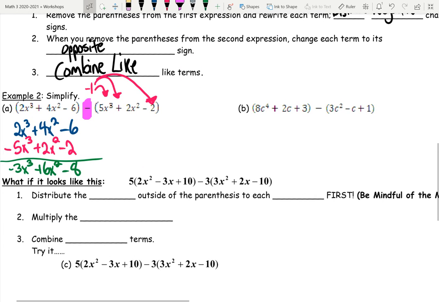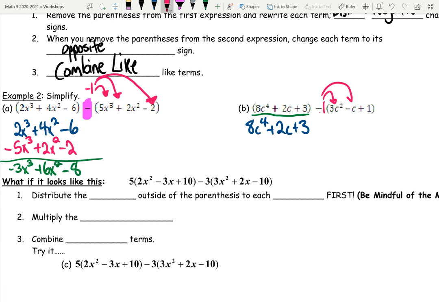Likewise, for this next one, I see there's no sign in front of this, so I'm going to immediately unpack it. 2c plus 3. Now, here, I see this -1. I'm going to immediately distribute it to all of the terms on the inside. It's going to result in -3c squared. A negative times a negative is a positive. I like to write my coefficients, and then plus 1.